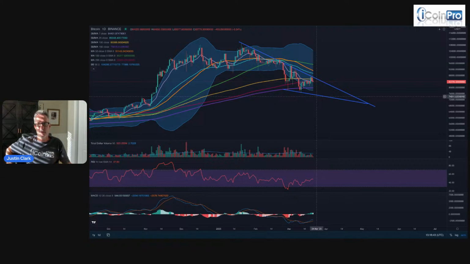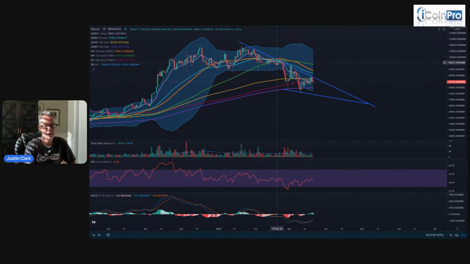In a bull market, good news is bought and bad news is ignored. I'm starting to see, and again, anything can happen, some signs that good news is being ignored and bad news is being sold. In particular, where the US released the strategic reserve, people didn't like what they were going to do, and it sold. Bad news was sold off.